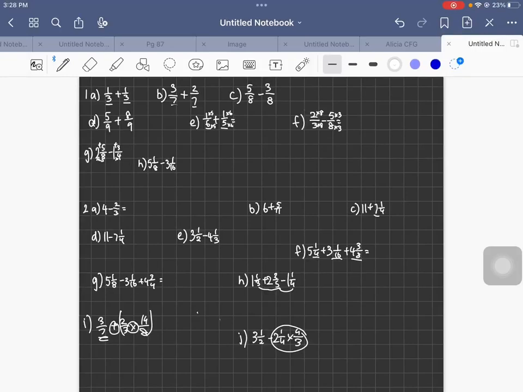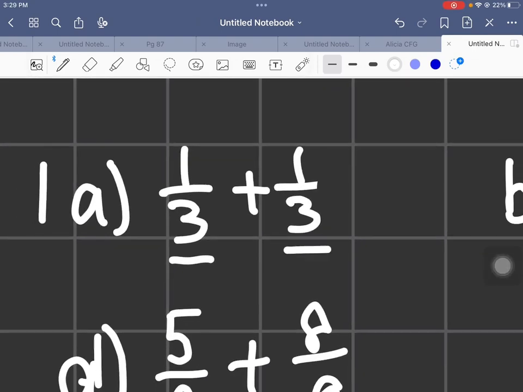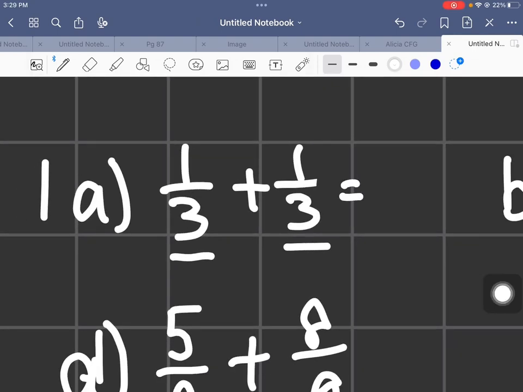I'm going to discuss the Math Coursebook, exercise 5.3, question 1 to question 3. For the first question, we have 1 over 3 plus 1 over 3. In a fraction, the denominator, which is the number below the line, must be the same. And as shown here, the denominators are the same, which is 3.